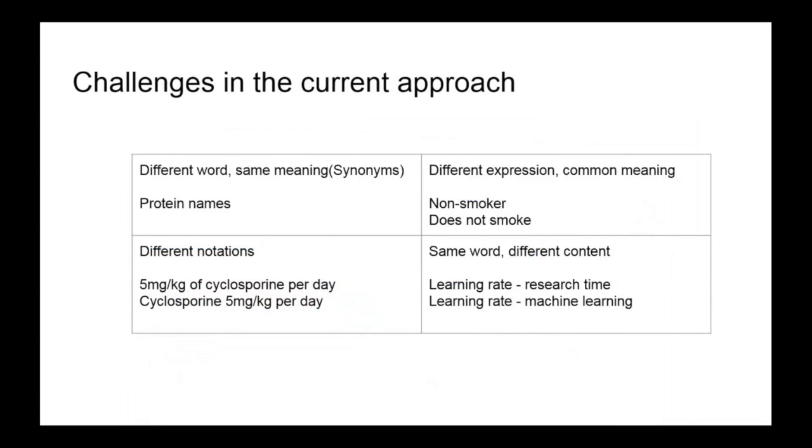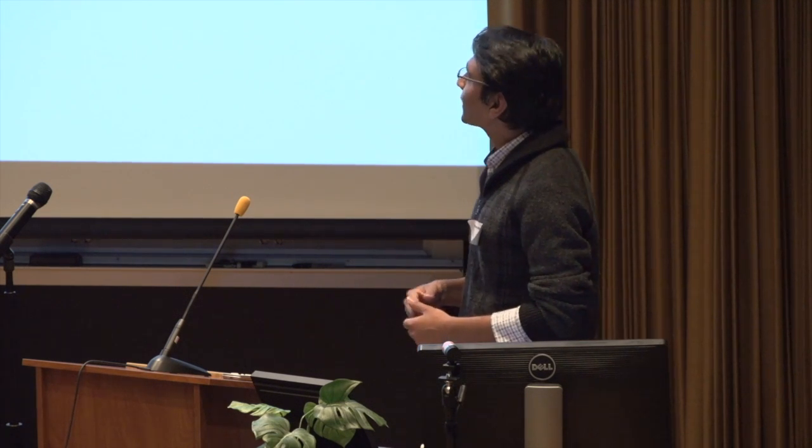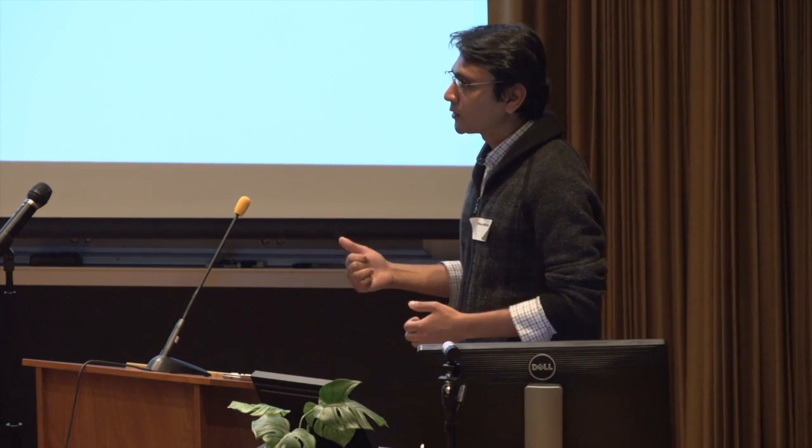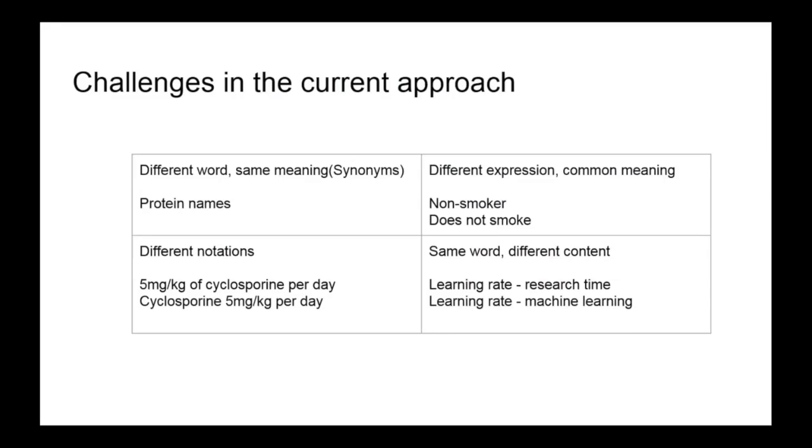We have identified some key challenges with our approach and natural language processing in general. So it is very difficult for a computer to identify synonyms because there are different naming conventions used, for example, in America and European Union. And a computer is also not able to figure out different expressions. So, for example, say non-smoker and does not smoke are technically the same meaning, but a computer will treat them as different entities.